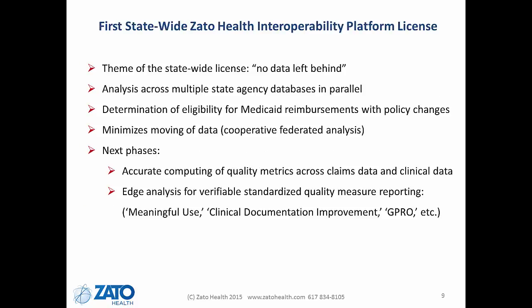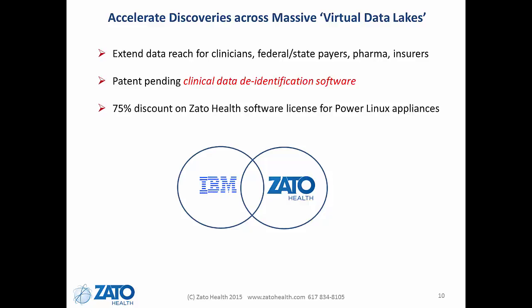Zato's largest license is a statewide license enabling applications across state agency databases for Medicaid eligibility reporting, computing quality metrics across claims data and clinical data, and verifiable standardized quality measure reporting. Extending data reach for decentralized analysis will also enable nation-size research collections, including de-identified clinical data.